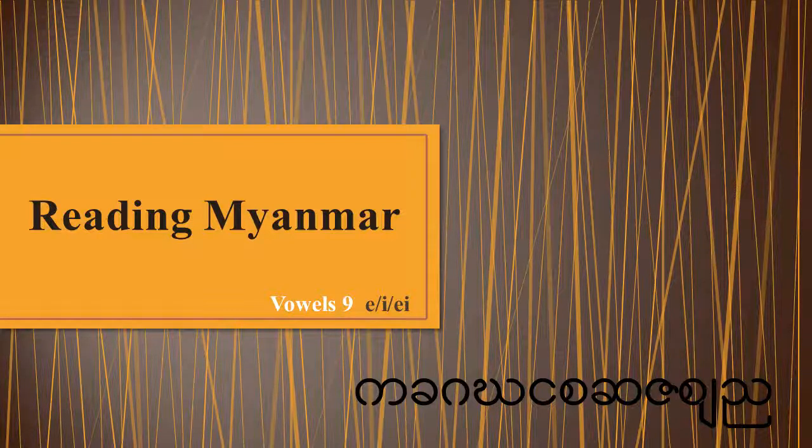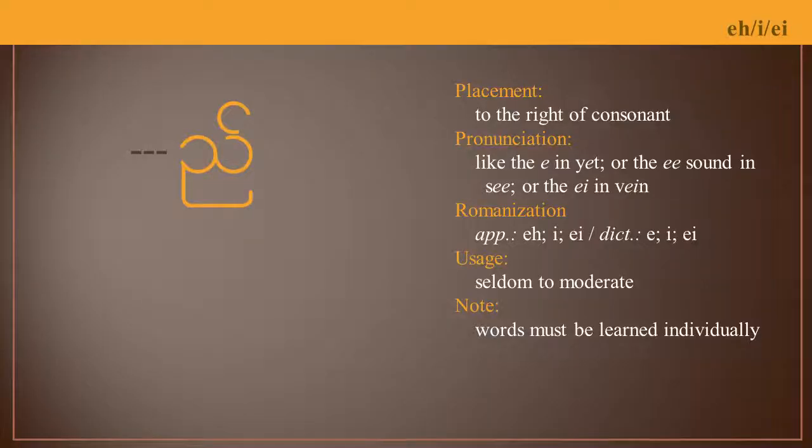Reading Myanmar, Vowels, Lesson 9. Now here's another example of what appears to be a consonant with a symbol above it. But remember, when that symbol appears above a consonant, it's no longer a consonant, but now becomes a vowel. And it is a vowel that is placed to the right of a consonant.